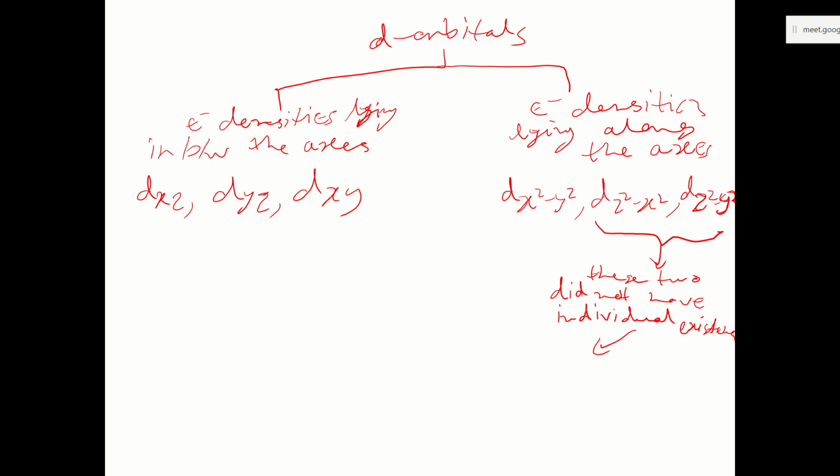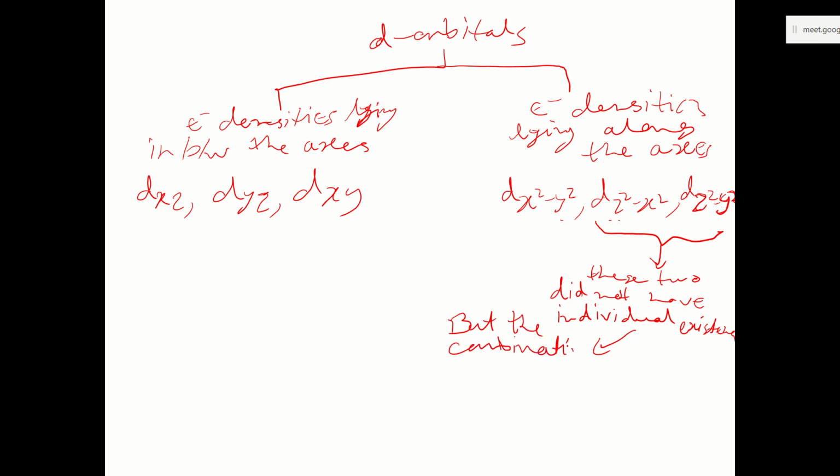However, इस केस में क्या था, जब हम कहें लाइंग अलोंग दी एक्सेस, तो x और y के along है. इसमें क्या है, dz square minus x square अगर इमेजिन करें तो इसका मतलब z के along इलेक्ट्रॉन डेंसिटी होगी और x के along होगी. dz square minus y square कह रहे हैं तो z के along होगी और y के along होगी. But the combination of the two had real existence.